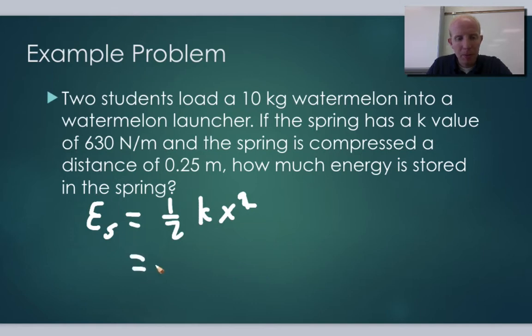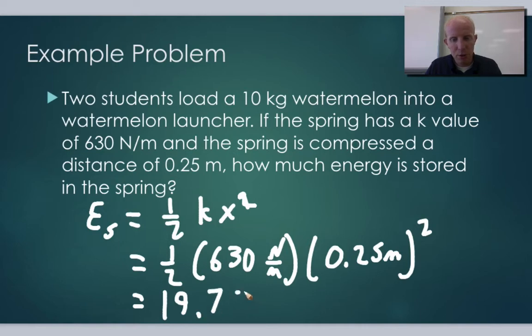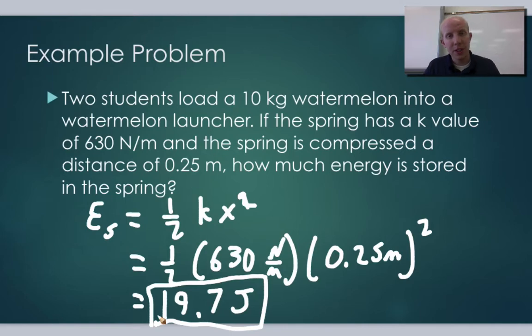But we plug in those values, so we get 630 newtons per meter, a distance of 0.25 meters, squared. We plug that into our calculator, and we get that the energy stored is 19.7 joules. Okay? So there you go. If you know how much the spring is compressed and how strong it is, you can determine how much energy it has. Pretty straightforward, but now we have to go back and start thinking about energy conservation.